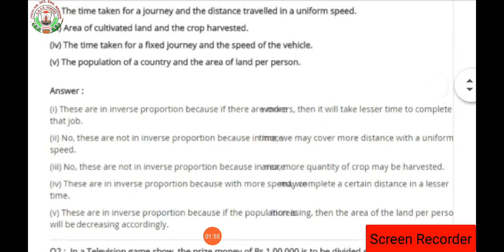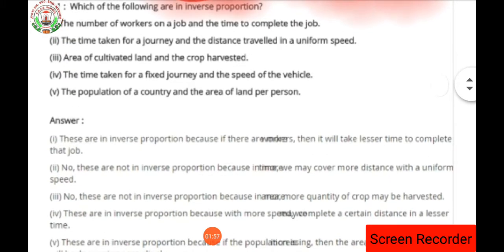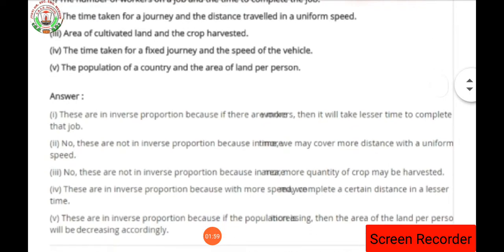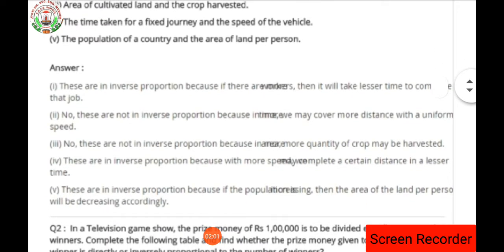Second statement: the time taken for a journey and the distance travelled at a uniform speed. Time and distance, whether they are inversely proportional. The answer is no, they are not inversely proportional, because when the speed is constant, suppose we are traveling at the speed of 80 kilometers per hour, then more distance is covered with more time. That's why it is not inversely proportional.